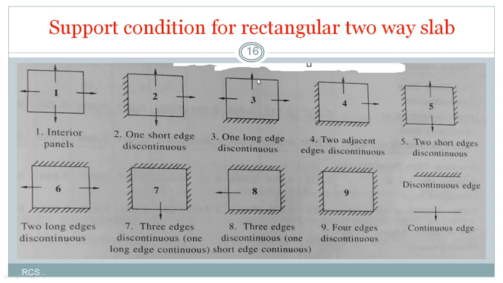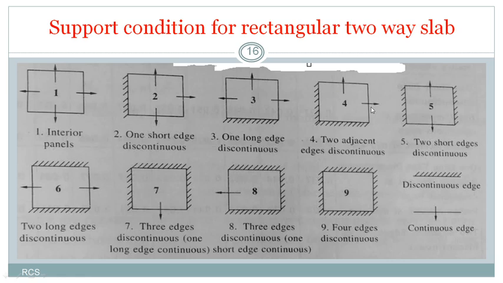And similarly I have in panel number 3, a rectangular panel 3, that is one long edge is discontinuous. That means remaining two short edges are continuous and one long edge is also continuous. So that can be clearly shown from the figure. One long edge is discontinuous here and another long edge is continuous here and two short edges are continuous here. This is condition number 3.